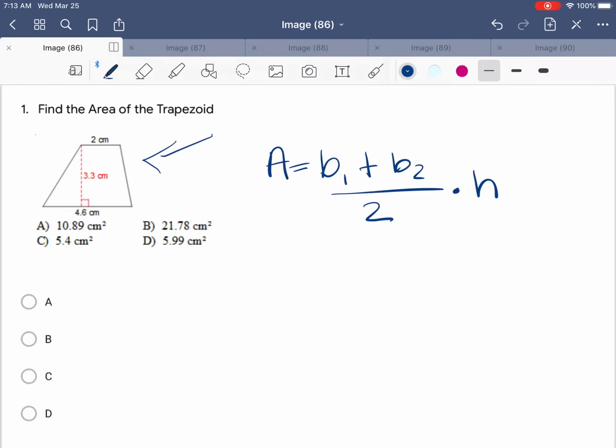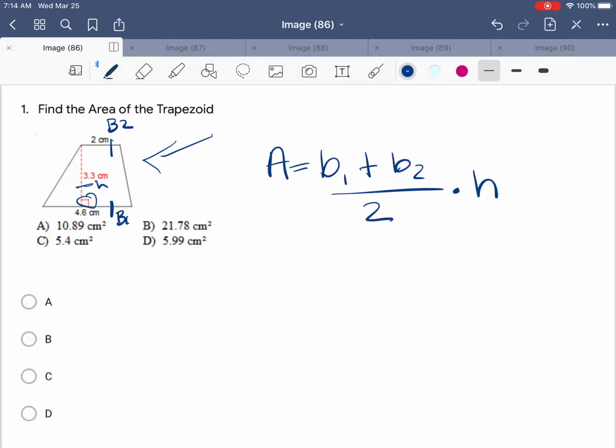So anyway, what you want to know here is that this length is one of the bases. So we could call this one base 1. The opposite one is the other base, so we'll call it base 2. And then this one, we always know because we can find our right angle. This one is the height. So we just need to take those 3 measurements and plug them into this formula to make it work.